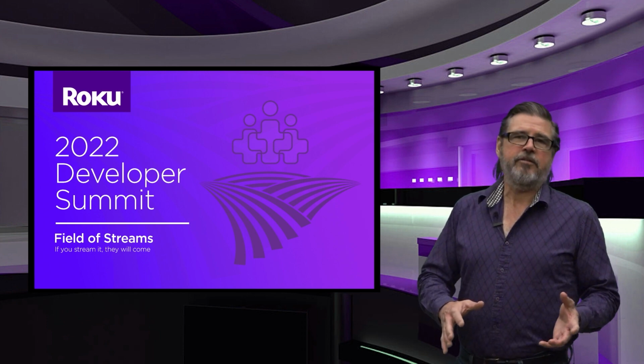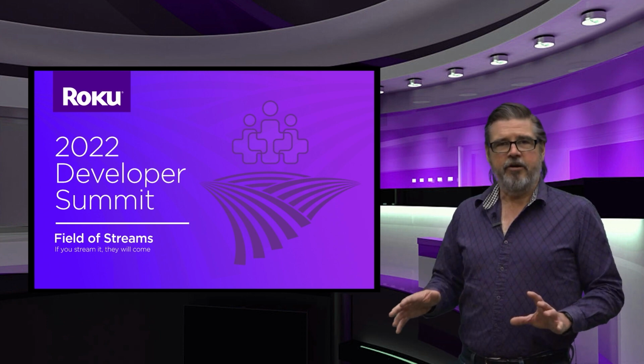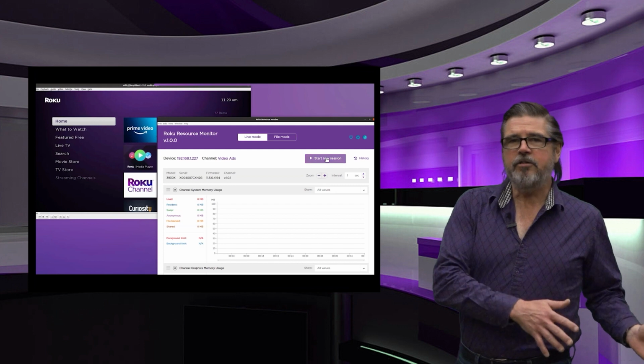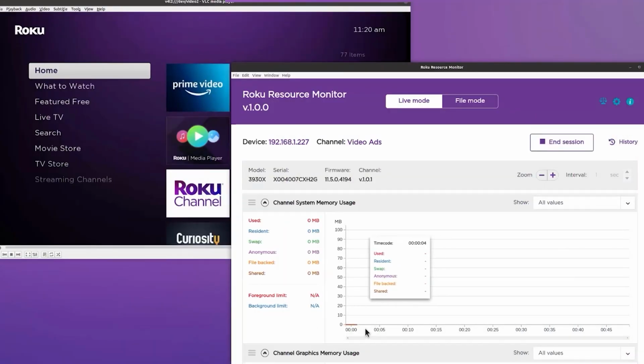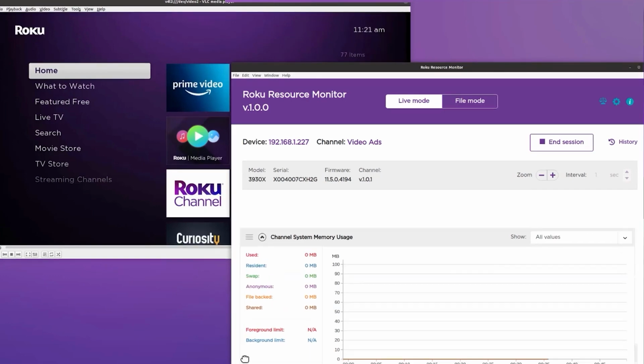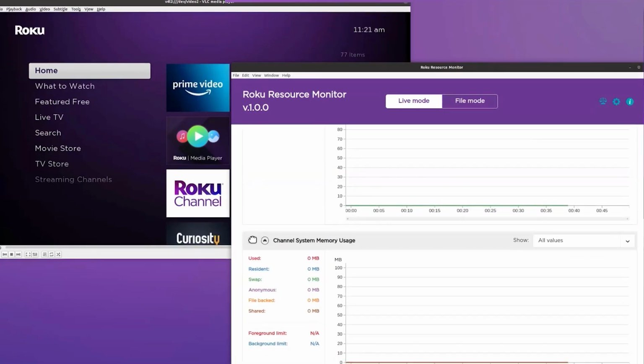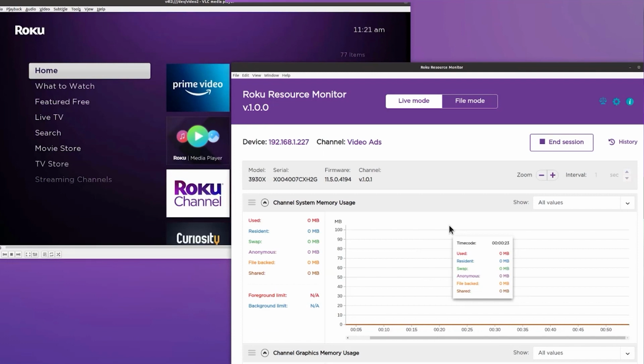Once you select a channel to monitor, a session can be started. The session can be started prior to launching the channel or while the channel is running. As soon as the session is started, data recording begins. Of course, all values will be 0 for the metrics until the channel is launched. The panels in Roku Resource Monitor can be repositioned to prioritize the data that you're interested in.